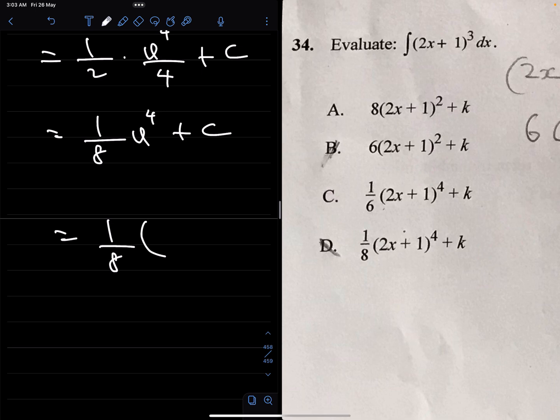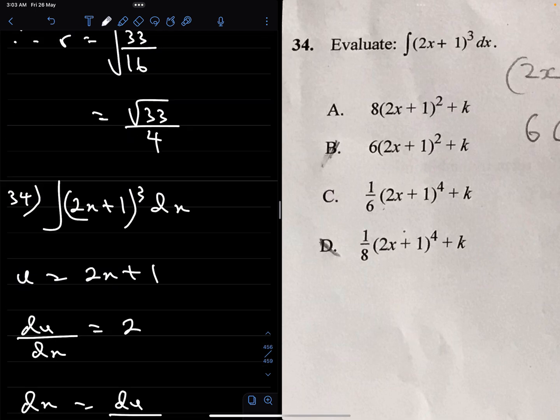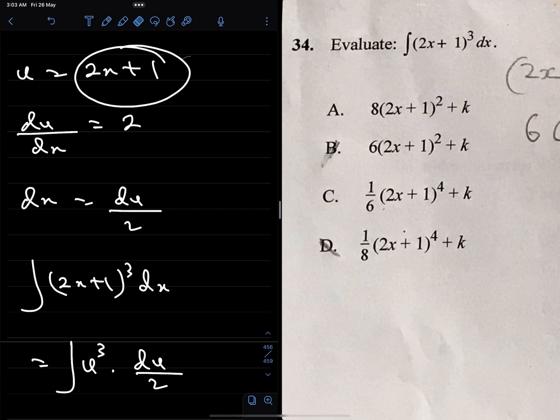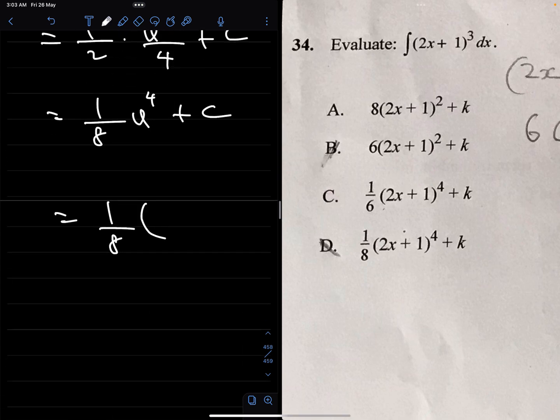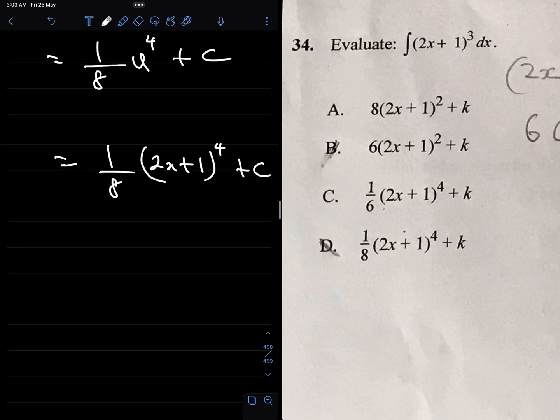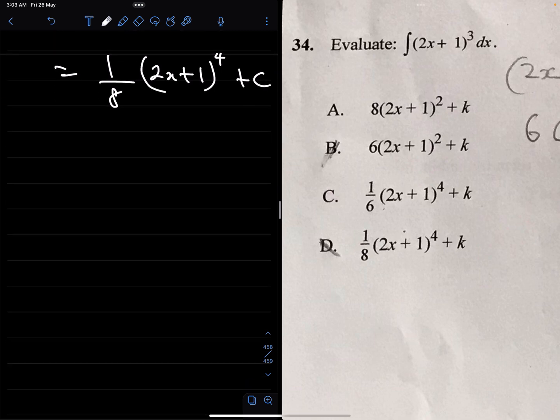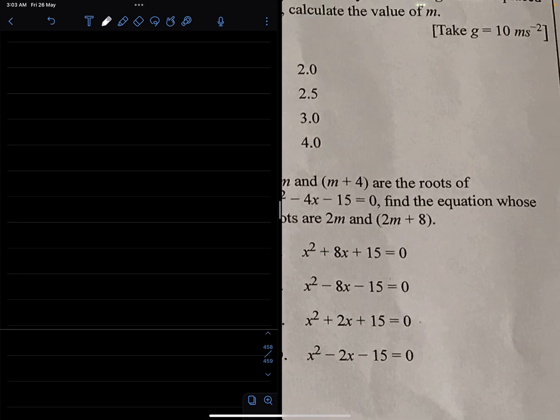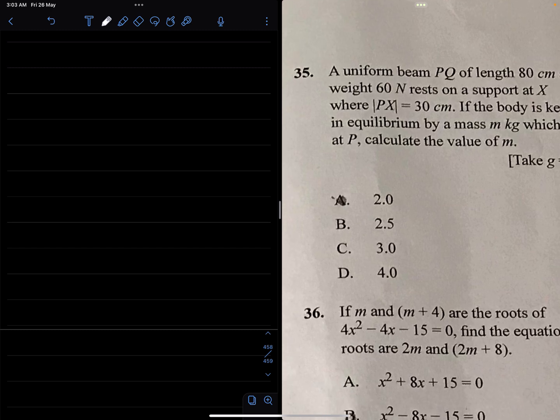And that's the same as 1 over 8. What is u? U is 2x plus 1, so that's 1 over 8 into bracket 2x plus 1 raised to power 4 plus c, and that's the answer, very, very simply. And the correct option is 1 over 8 (2x plus 1) raised to power 4 plus c. Okay, at times they use k to represent the constant, and the correct option is D. We go straight to the next, which is number 35.